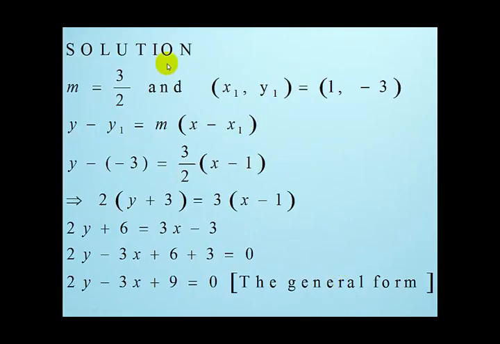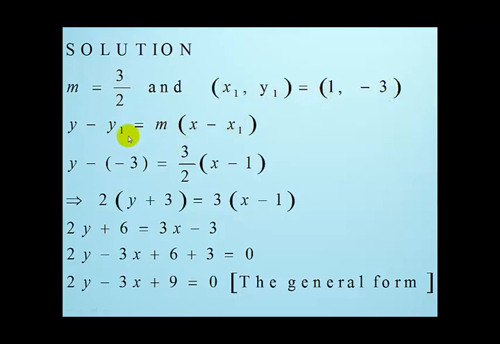Now, solution. From the question, we are given m, that's the gradient, to be 3/2. That means that m is equal to 3/2. And we are given the point on the line, that is (1, minus 3). So our x1 is 1 and our y1 is minus 3. So from the relation, y minus y1 equals m into bracket x minus x1, now m equals 3/2, y1 is equal to minus 3, and x1 is equal to 1.